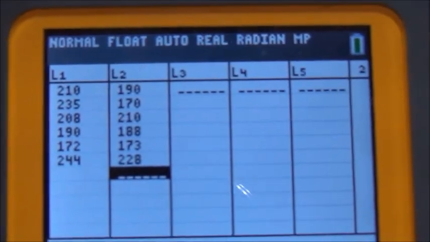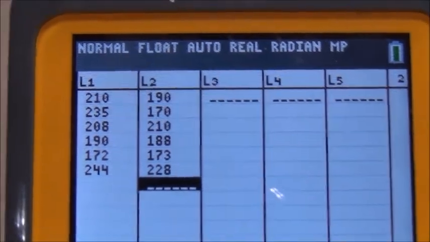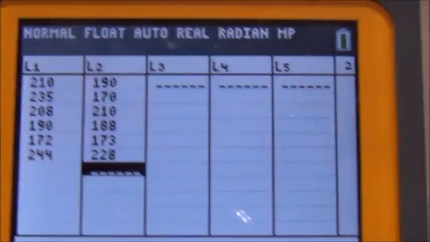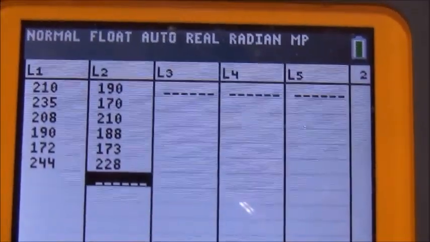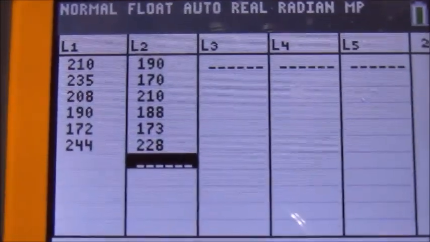And then my after list, 190, 170, 210, 188, 173, and 228. So once I have my data in list 1 and list 2, I'm going to put a formula in list 3 to do the difference so I don't have to subtract myself. On Alex, they will have the difference in the table, but this way you can double check, make sure your numbers are right.